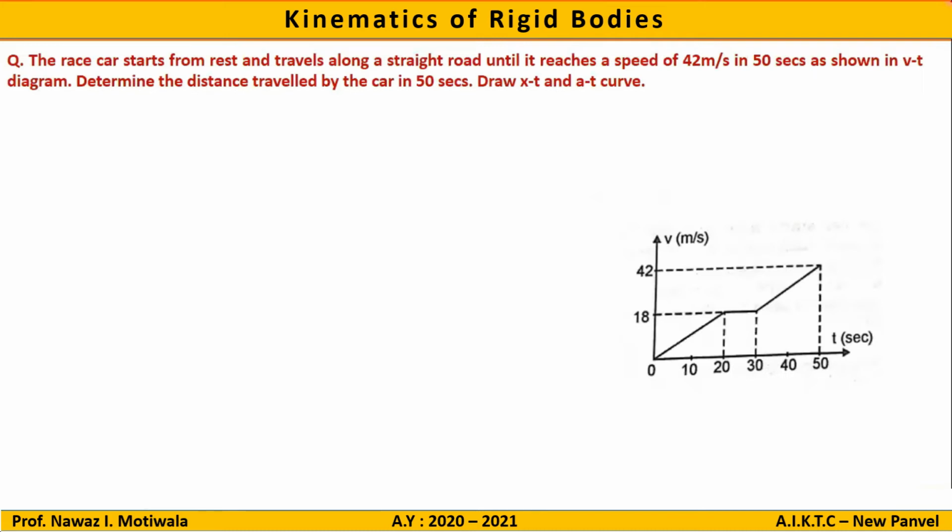The next question is: a race car starts from rest, that means initial velocity will be equal to 0, and travels along a straight road until it reaches a speed of 42 meter per second in 50 seconds as shown in the velocity time diagram. Determine the distance traveled by the car in 50 seconds and also draw the xt and at curves.